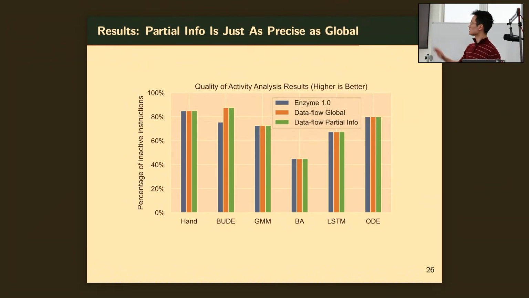Our evaluation has two baselines, Enzyme 1.0 and global analysis. We can see that while global analysis is occasionally a bit more precise than Enzyme 1.0, they're usually neck and neck. What's more interesting is that in every case, the partial info analysis is exactly as precise as the complete global analysis. This demonstrates that we can get just as good activity information in a separate compilation environment if we only share the function summaries and the seed activities.